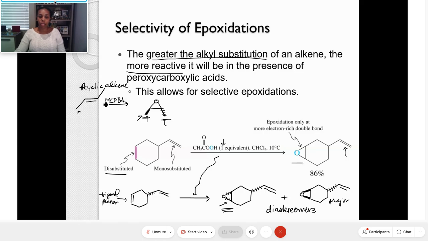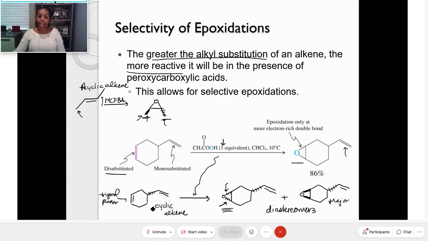So wedge dash for the methyls. If it is cyclic, so here we have a cyclic alkene, with the cyclic alkene you're going to show the stereochemistry with these bonds, the carbon-oxygen bonds.